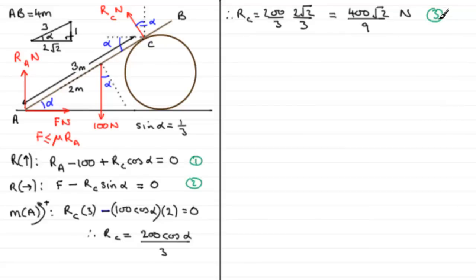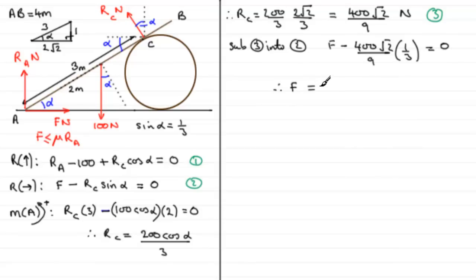In fact, we're going to need it now, because we can substitute this into equation 2 and find out what F was. So if we sub 3 into 2, we've got F minus RC sine alpha. RC we've seen is 400 root 2 over 9, multiplied by the sine of alpha. Sine of alpha we know is 1/3, so we multiply by a third and it equals 0. So we've got 400 root 2 over 27, and if we add that to both sides, the frictional force F is going to equal 400 root 2 over 27. And that too would be measured in newtons.